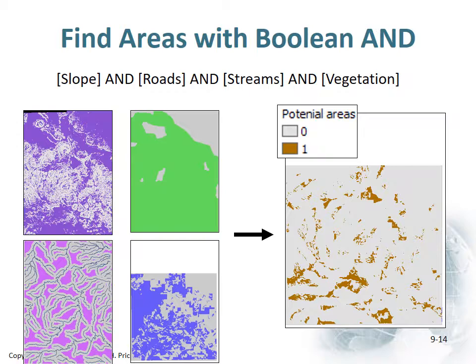So then we combine these using our Boolean, more restrictive analysis for slope and roads and streams and vegetation. And remember that that's basically multiplication. So 1 times 1 times 1 times 1. And all the zeros fall out. So our potential sites are the ones that are shown in brown, and everything else is gray. So this is the most restrictive analysis that you can do by using Boolean, and these are the cells, the locations in our data set that meet all 4 conditions at the same time.